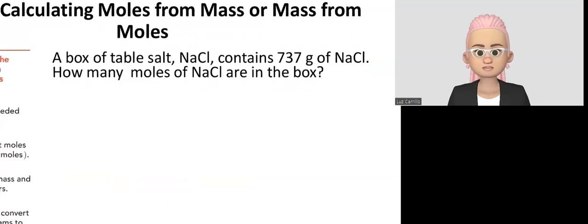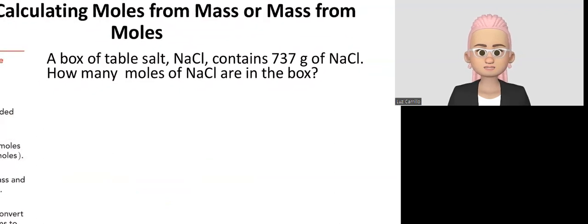The example that we have here on the slide states: a box of table salt, in other words, NaCl, contains 737 grams of NaCl, or in other words, sodium chloride. How many moles of sodium chloride are in the box? So in order to start this problem, first we have to state what is the measurement given, which is going to be 737 grams of that sodium chloride.